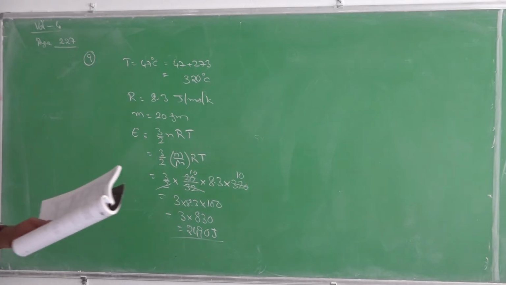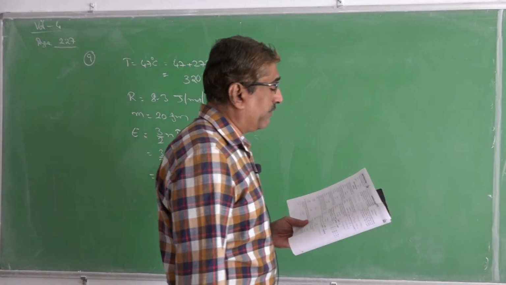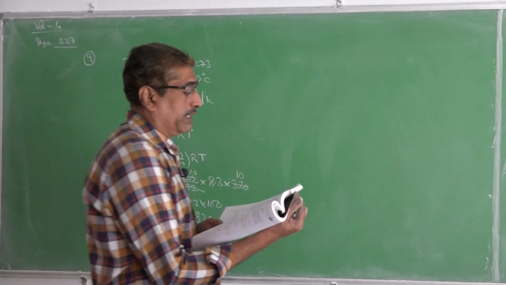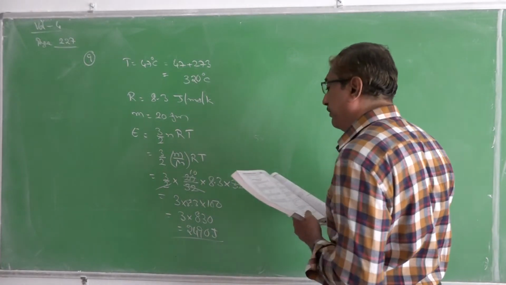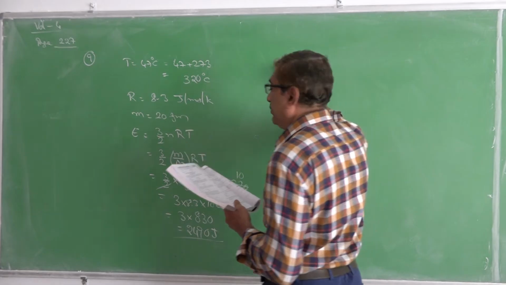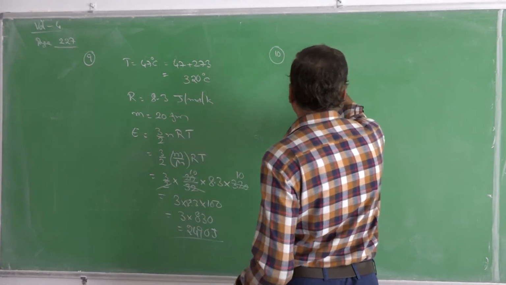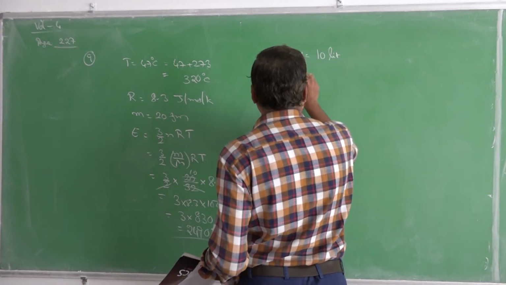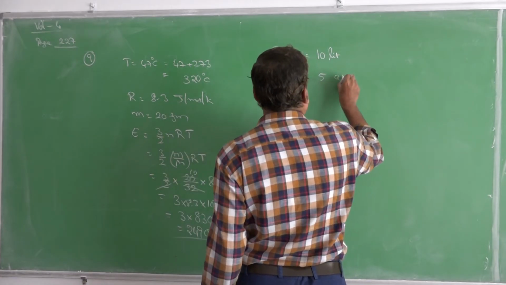Okay, the total kinetic energy of 10 liters of helium molecules at 5 atmospheric pressure will be. So, 10 liters of helium. Given volume is 10 liters and pressure is given as 5 atmospheres.